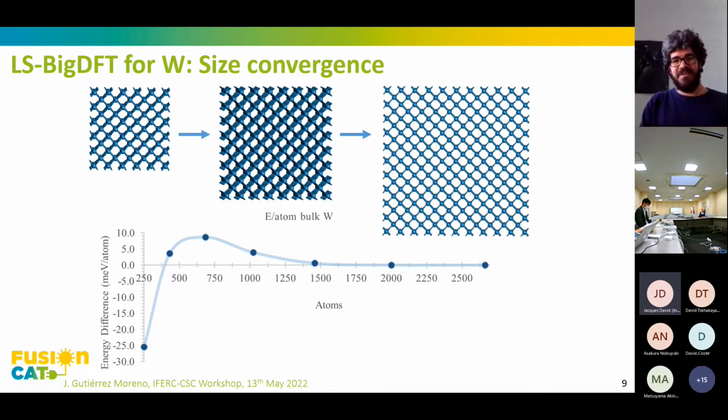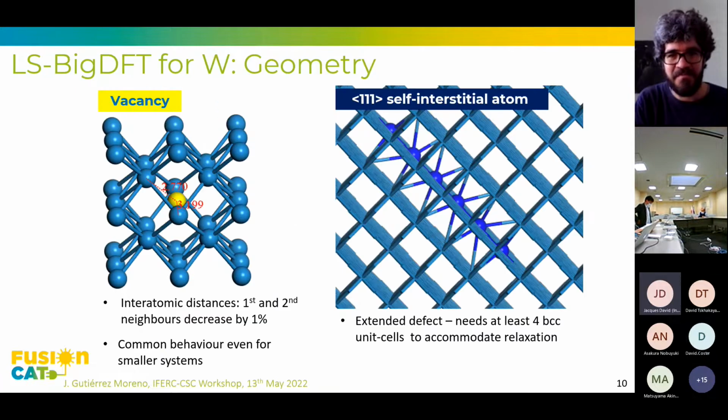Now looking at the total energy convergence, we essentially start with a very small cell and increase the size progressively, and we compare the total energy as a function of the number of atoms, taking as a reference the value from the larger cell we have simulated. This is just to show that we really need large systems to get energy convergence. If we take systems with a few hundred atoms, the error would be quite large. But if we have systems with around 1,500 or 2,000 atoms, then we get an energy that is nicely converged.